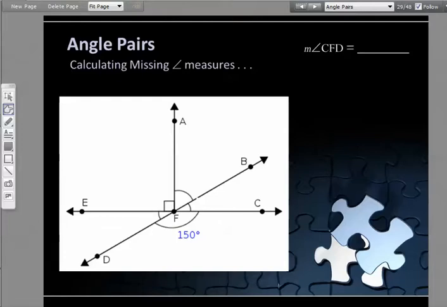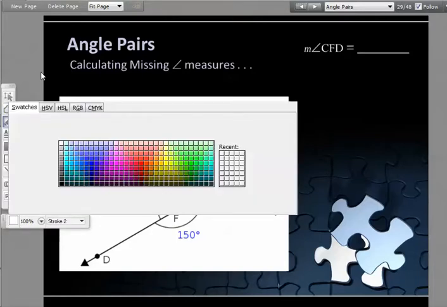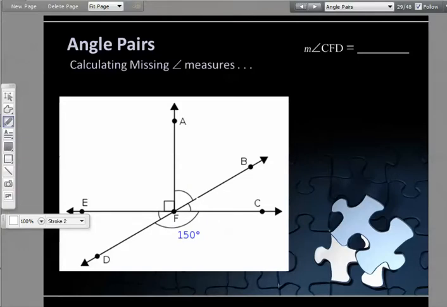Okay, so CFD, I guess I've got to get my pen, and I've got to put it in a color that's going to show up here. Could have sworn I already had these up here. So let's say that's 150 degrees. And it's already typed in for us too, so we can see it. On this next one, we want to know what AFE is. So let me see. CFD is 150. Here's AFE. This little box right here tells us it's a 90-degree angle.